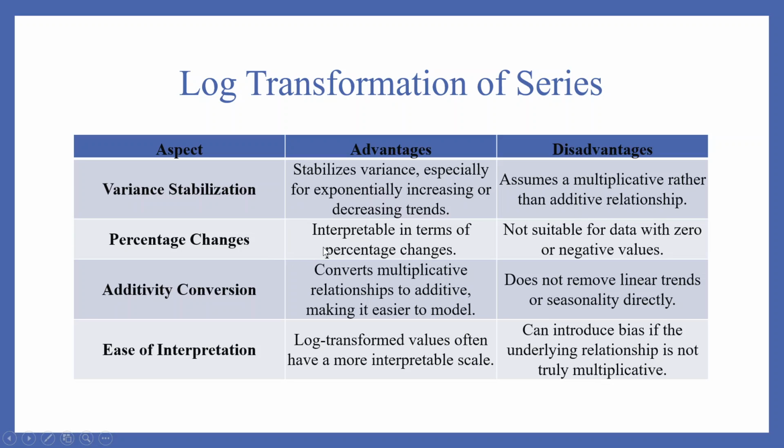Percentage change. Interpretable in terms of percentage changes. This is an advantage. Disadvantage. Not suitable for data with zero or negative values. Additivity conversion. Converts multiplicative relationship to additive, making it easier to model. Disadvantage. Does not remove linear trends or seasonality directly. Ease of interpretation. Log transform values often have a more interpretable scale. Disadvantage, can introduce bias if the underlying relationship is not truly multiplicative.